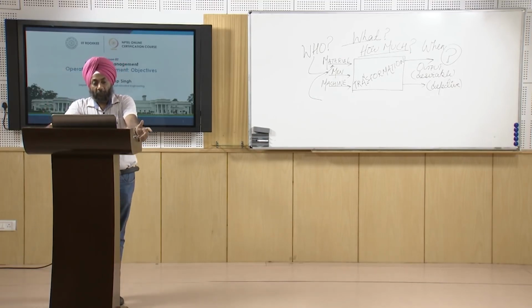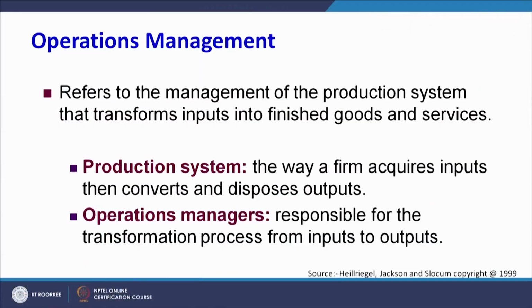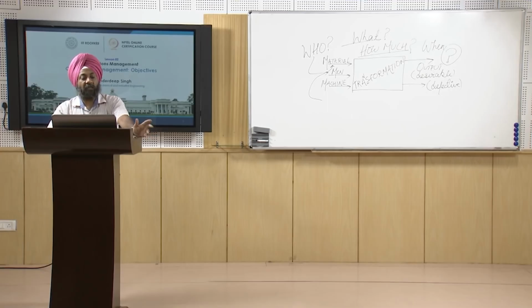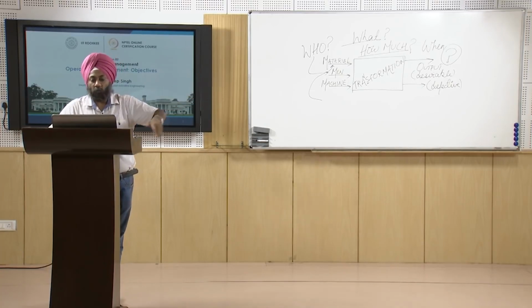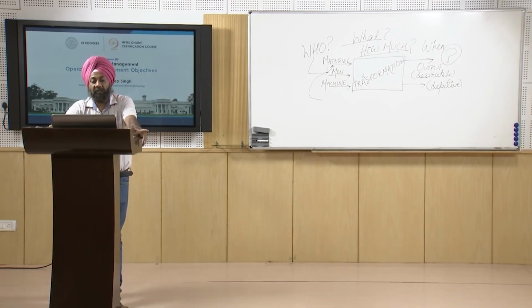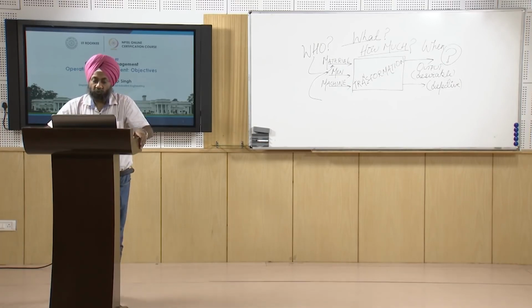Now production system is a word which has come in the definition. What is a production system? I have already drawn the production system there. The way a firm acquires the inputs and then converts and disposes the output. So this is the production system. There are inputs, there is a transformation and there are outputs. Then the operations manager, the people who are responsible for the transformation process from inputs to outputs.